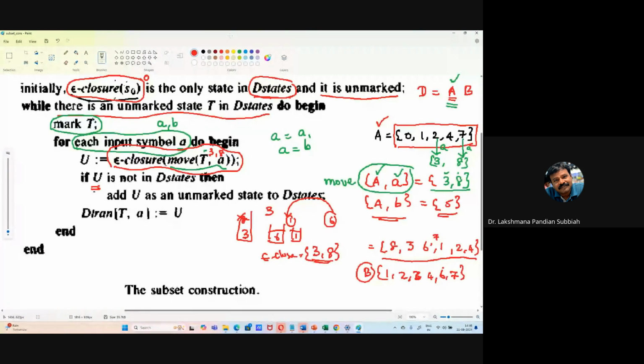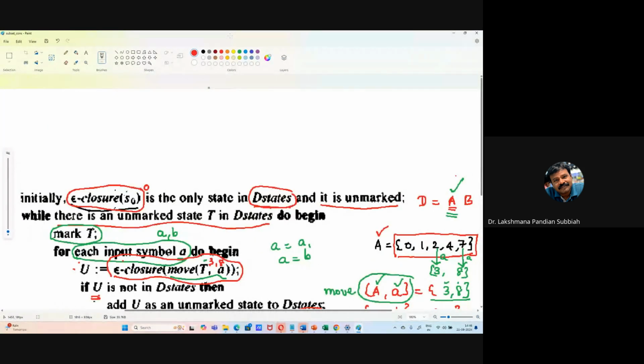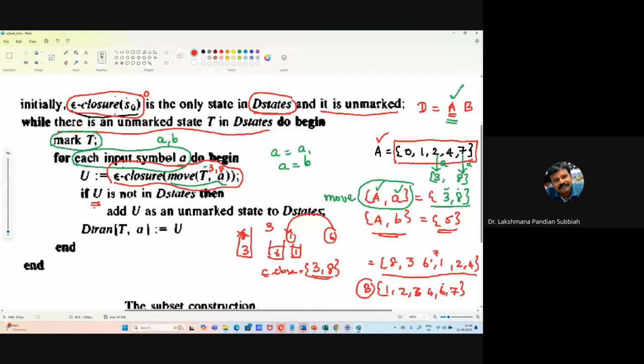Now we find the epsilon closure for 5, and it will take another set. So that state is C. So we are including one more state, C, now. Now A state is over, then we have to take the B state. So almost an unmarked state is there. You mark that one. You have to continue the same process repeatedly for finding the epsilon closure and so on. So this is the subset construction. Whatever we did manually in the last class, we can do using this algorithm.